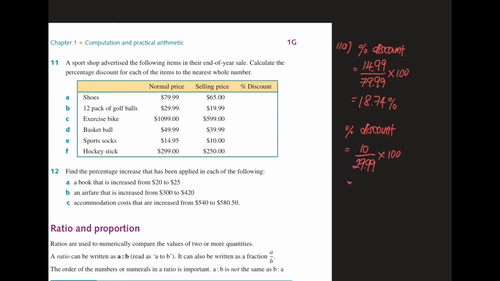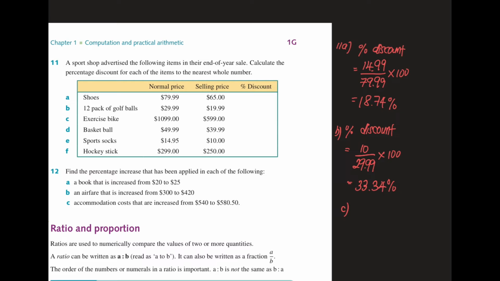Okay, so 10 over 29.99 times 100, then you will get 33.34%. Yeah, this is for B. Then we continue with C here.